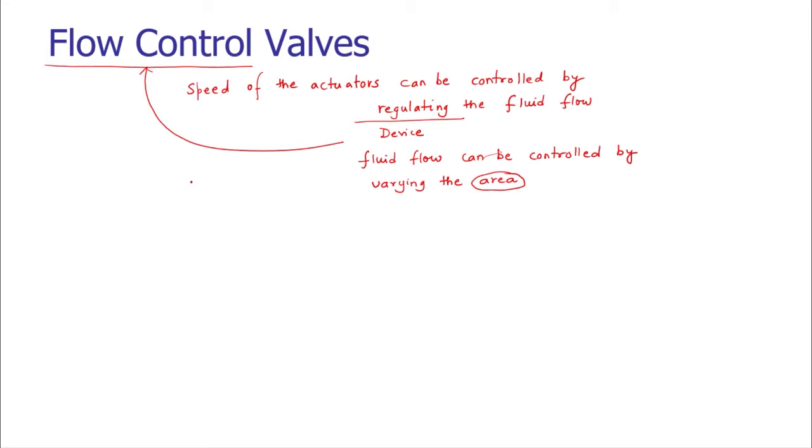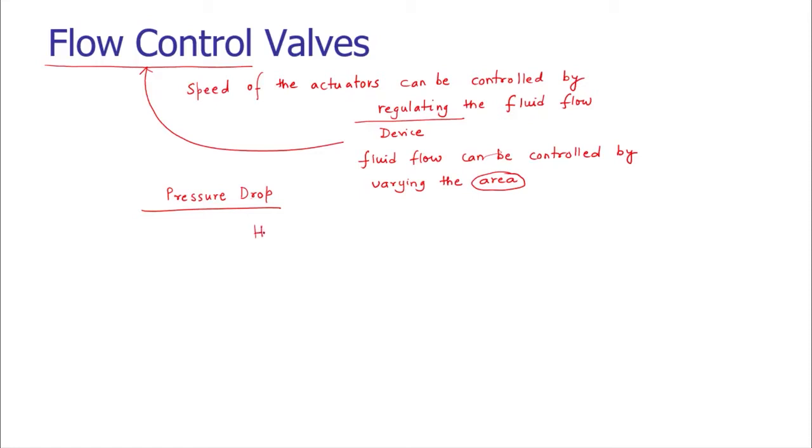When we are using such devices, there is an inherent characteristic of this system: they generate a pressure drop. So when we are changing the direction of fluid flow or controlling the flow of the fluid, there is a pressure drop, and this pressure drop is to be considered during the selection of a proper flow control valve.